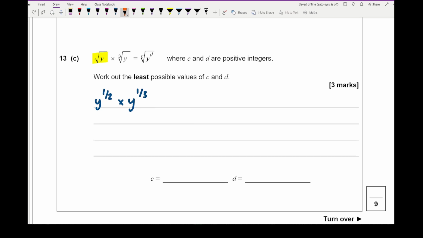Now this is what we then need to simplify. So what do we do when we're multiplying the indices? We add the powers. So that's going to be y to the power of a half plus a third. I can then put that in my calculator and I get 5/6. And so what is my value if I compare that to y to the power of d over c. So c equals 6 and d equals 5.